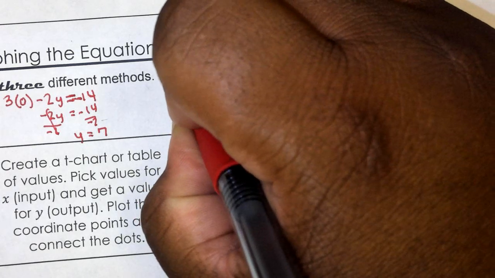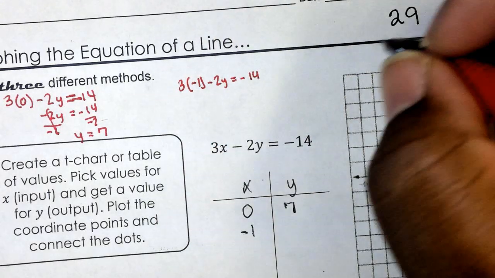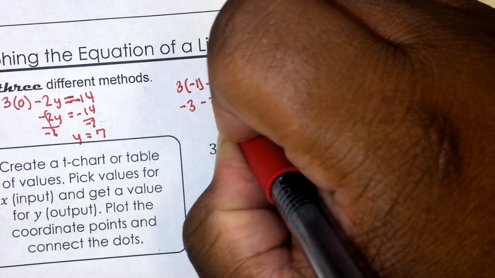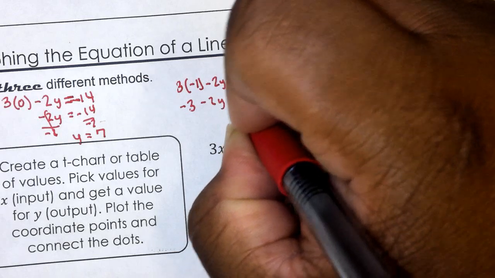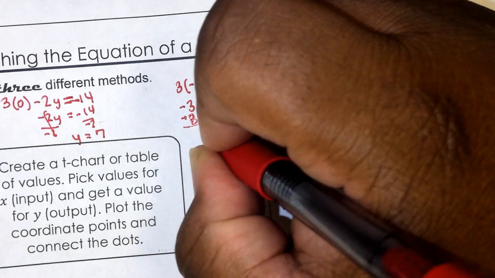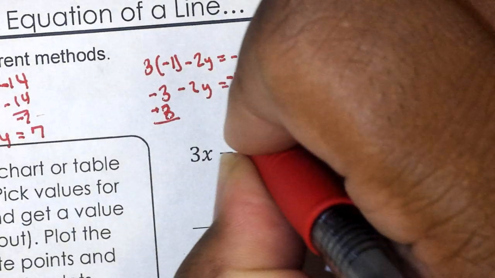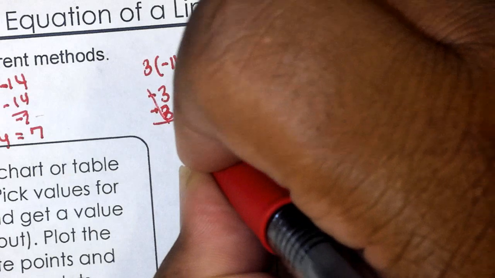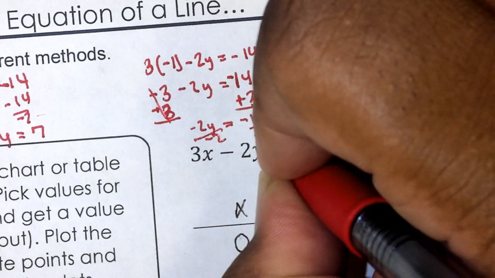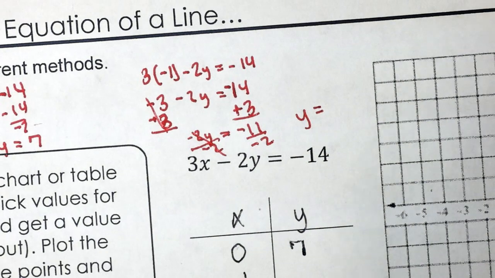It's 3 times negative 1 minus 2y equals negative 14. Negative 3 minus 2y equals negative 14. Add 3, add 3. Cancels. Negative 2y equals negative 11. Divide by negative 2, divide by negative 2. Cancels. Y, it's okay, it's going to be a decimal, but it's fine.